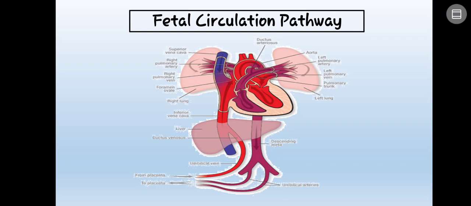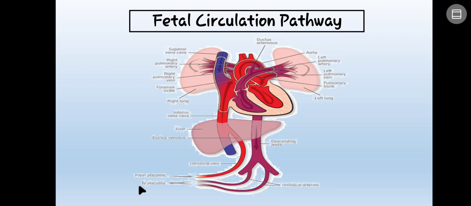Then the deoxygenated blood, including the waste product, will all join the descending aorta. Still the fetal circulation. From the descending aorta, they join the umbilical arteries, and once they join the umbilical arteries, they go back to the placenta. And then it is ejected into the mother's circulation again. Then the whole process will begin again. So basically, this is the fetal circulation.